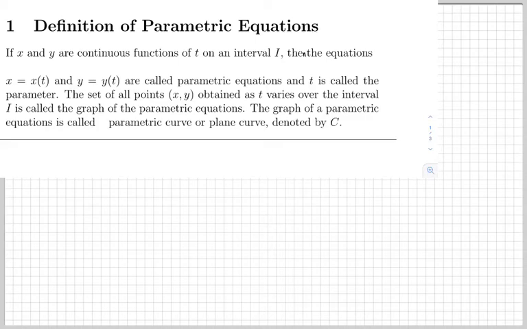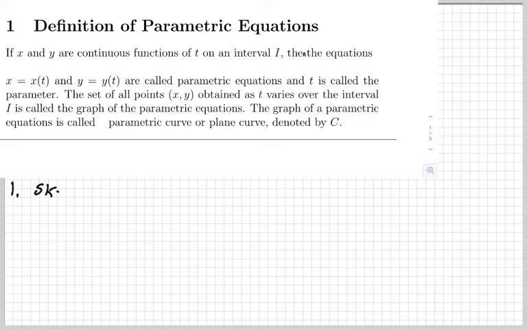The set of all points (x, y) obtained as t varies over the interval I is called the graph of the parametric equations. The graph of parametric equations is called the parametric curve or plane curve, denoted by C. Some functions are better represented as parametric equations than in regular rectangular form, and it may be easier to do things in parametric form. So let's do a couple examples of graphing things in parametric form, and then we'll try to eliminate the parameter.